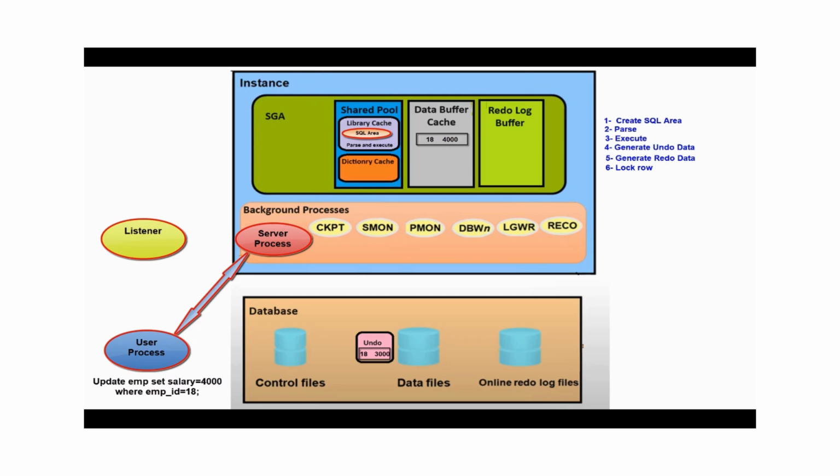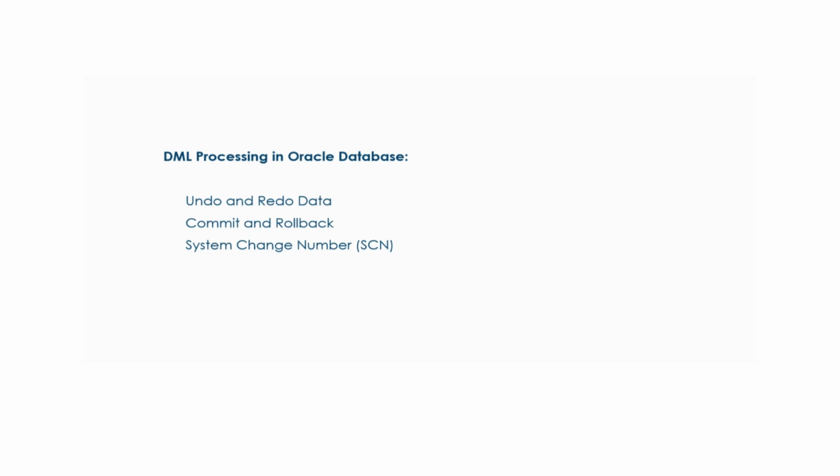When commit is done, a system change number is created. All changes in the log buffer are written to the log file. The lock on the row is removed after saving the changes. The undo data can be overwritten. A message is sent to the user that a commit has been made. This is what happens in the database when a DML statement is executed. We will meet in the next video.